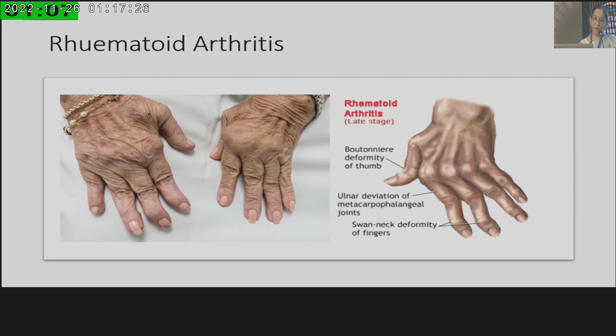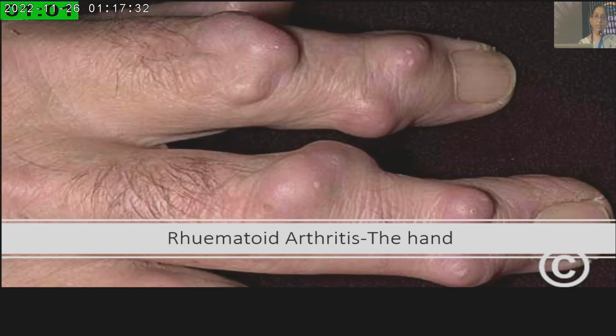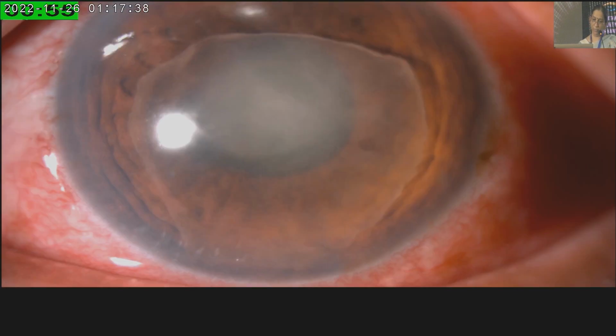And the opposite, in Boutonniere deformity. You may also see these painless subcutaneous nodules, mainly over the fingers and wrists, and they're called rheumatoid nodules.